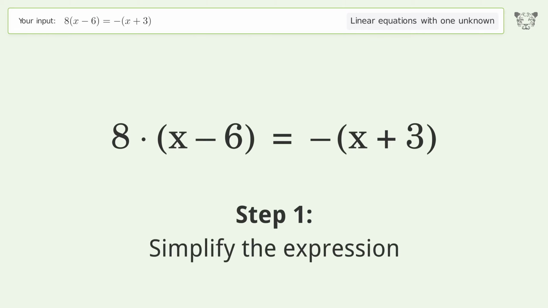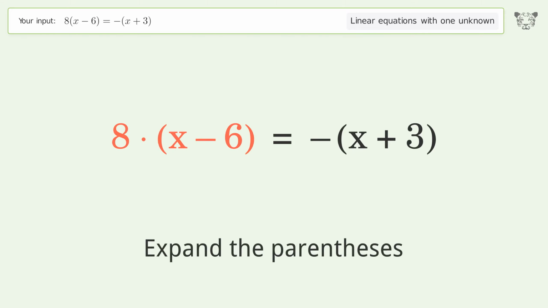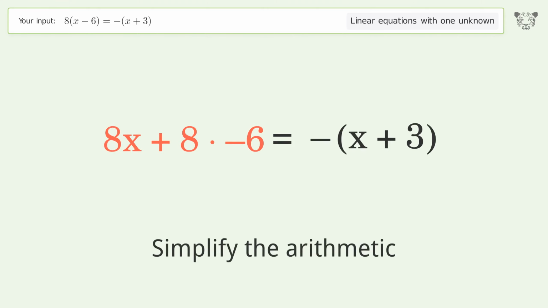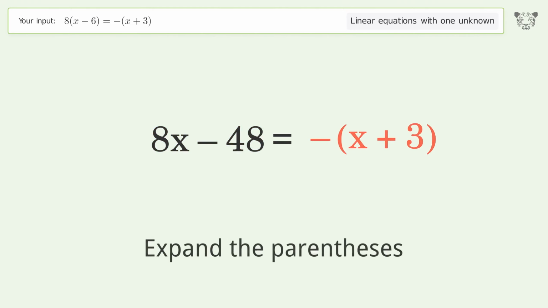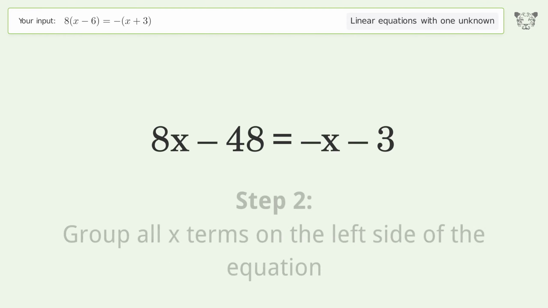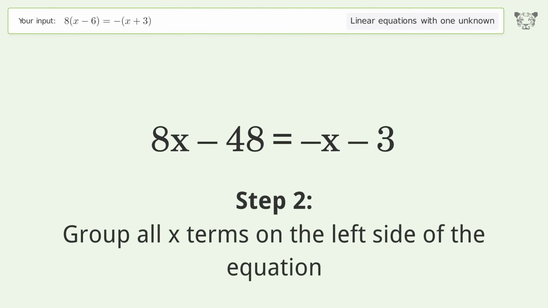Simplify the expression. Expand the parentheses. Simplify the arithmetic. Expand the parentheses. Group all x terms on the left side of the equation.